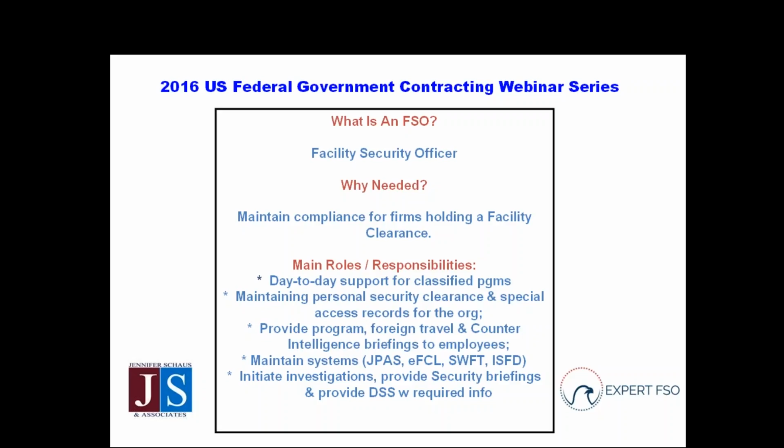It's called the Joint Personnel Adjudication System. Initiate new investigations to get top secret clearances, provide the security briefings that are required when somebody gets a clearance. Make sure that you're reporting all the required items to DSS, whether they be adverse information reports, or somebody accessing classified information inadvertently, somebody walked home with a piece of paper accidentally in their briefcase that was classified. All these things have to be reported and monitored and kept track of, and that's what the FSO does.